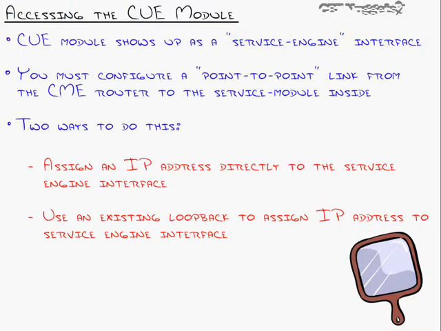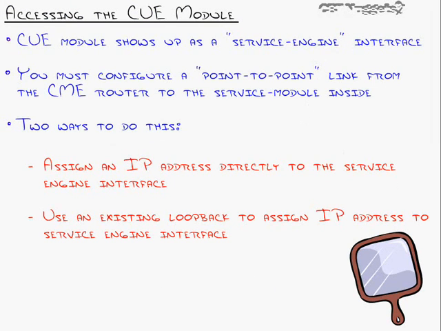The first thing that takes a little getting used to is accessing the Unity Express module. Now, even though it's on your router, it's not your router. It's more appropriate to say Unity Express is in your router, but it's not a part of your router. It's a separate little appliance. So what happens is the CUE module will show up as a service engine interface in your router interface configuration.